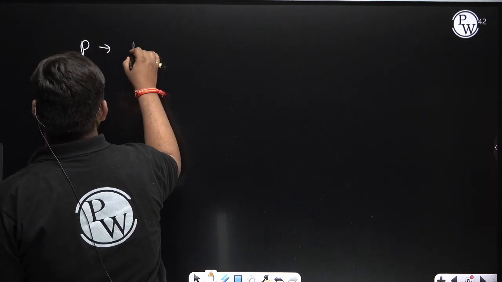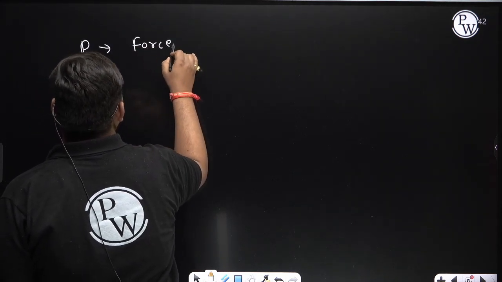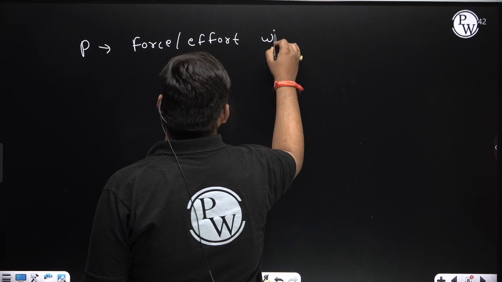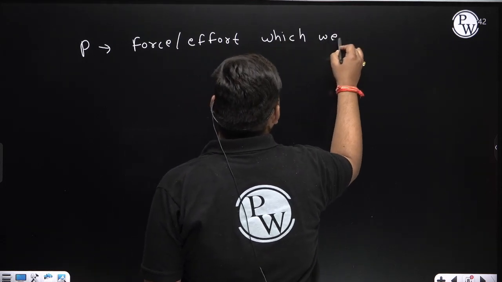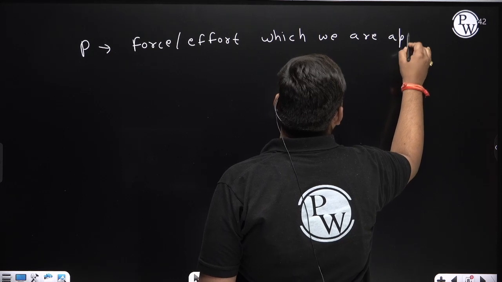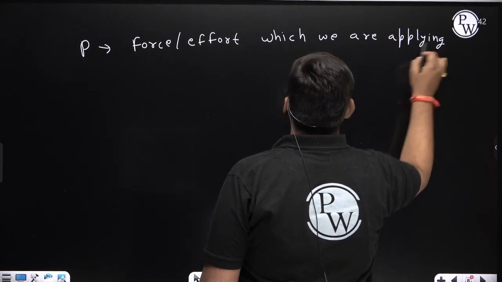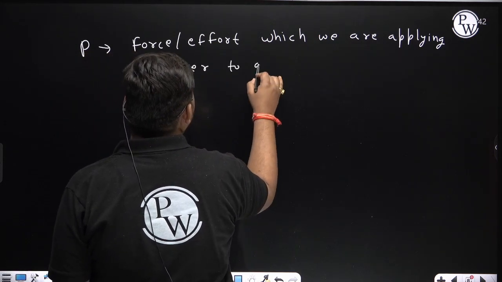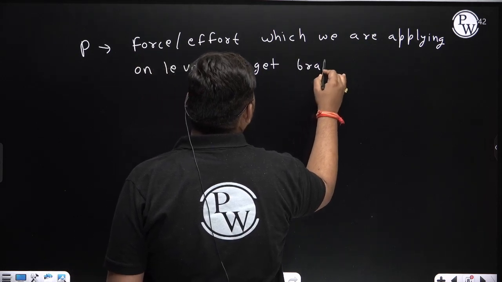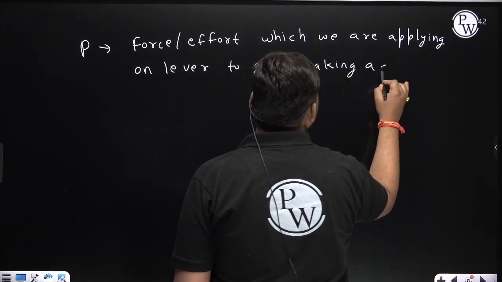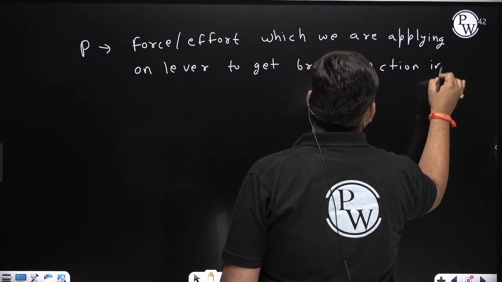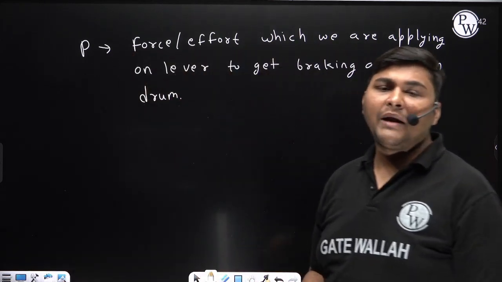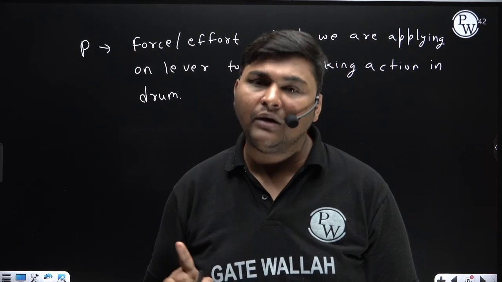So what is capital P? It is the force or effort which we are applying on the lever to get braking action in the drum. Okay, so the force which we are applying on the lever to get braking action in the drum is known as braking effort.